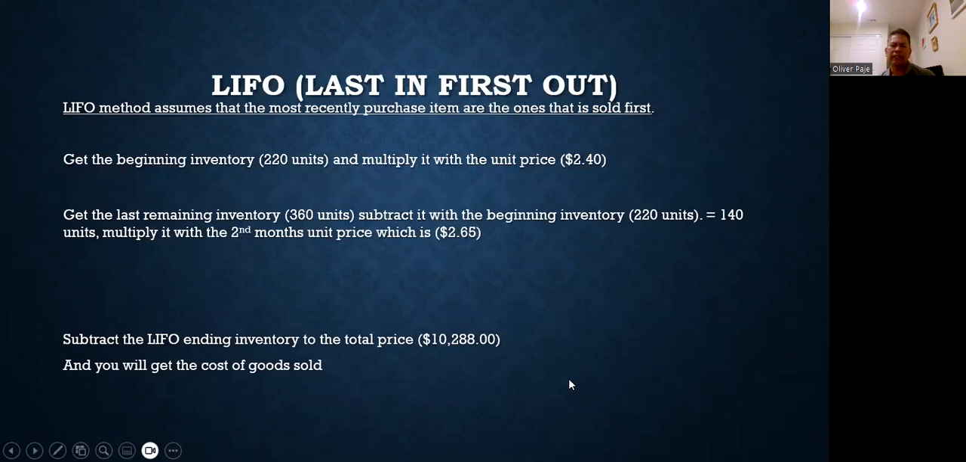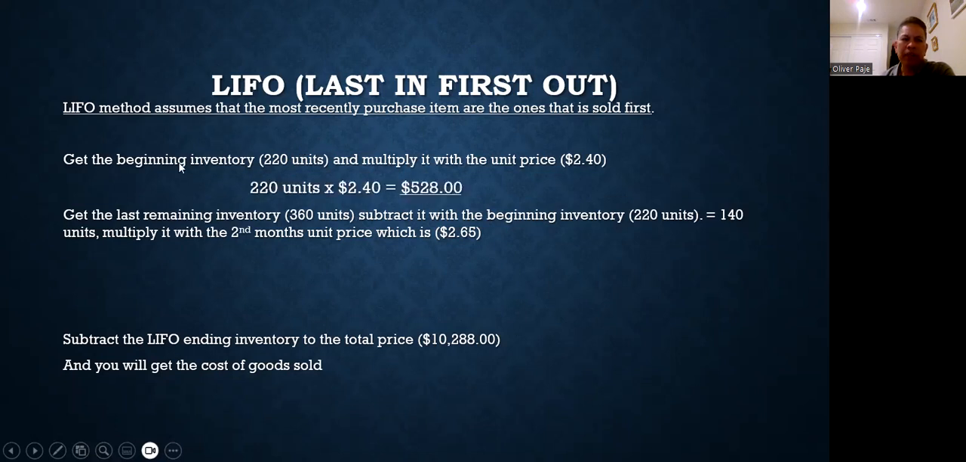So yeah, and then the last one, it's LIFO, the last in, first out. This method assumes that the most recent purchased items are the ones that are sold first. Some companies usually sell the last one, or the most recent purchase, because it's still fresh, so they sell it first.